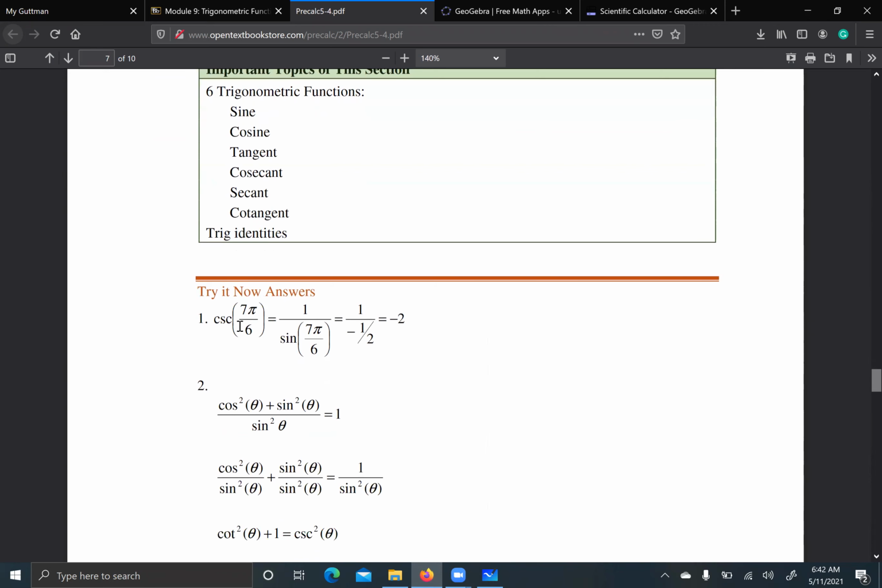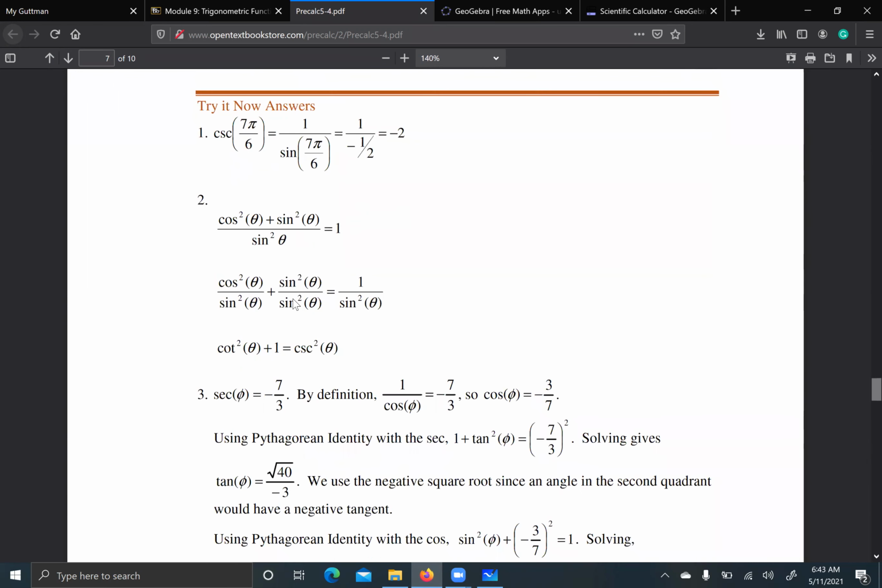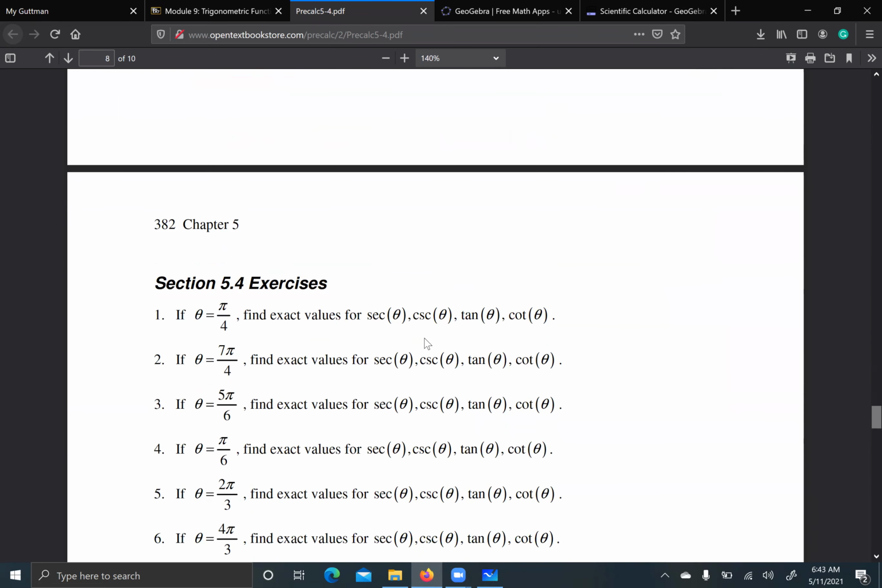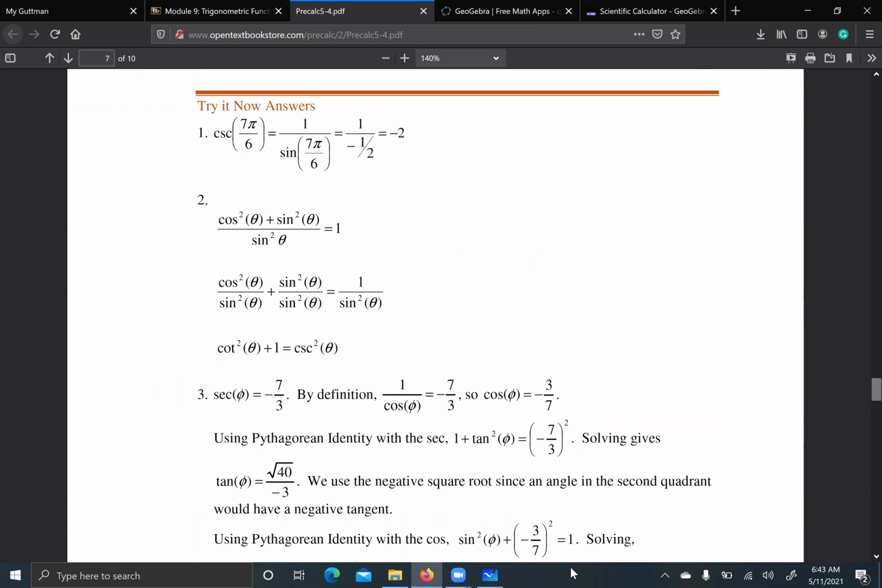Okay, that's all for this. As long as you know these six functions, sine, cosine, tangent, cotangent, secant, and cosecant, and you know the trig identities, you should be able to do all sorts of exercises. So I encourage you to look at the exercises of this section, and I think now you should be ready to start the homework assignment for this section.